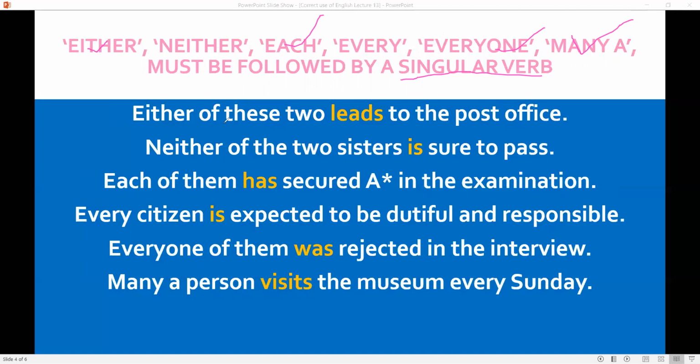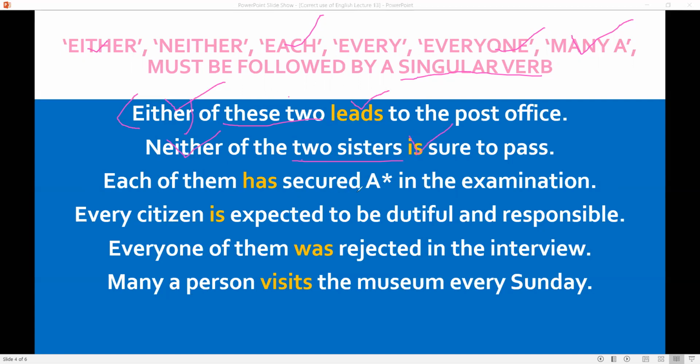Either of these. Don't get confused with these two, because this is the subject. This is singular. So we will keep this word in mind while using the verb. This is singular, so the verb will be singular. Neither of the two sisters. Don't get confused by two sisters, because here is neither. Neither is singular, so the subject is singular.